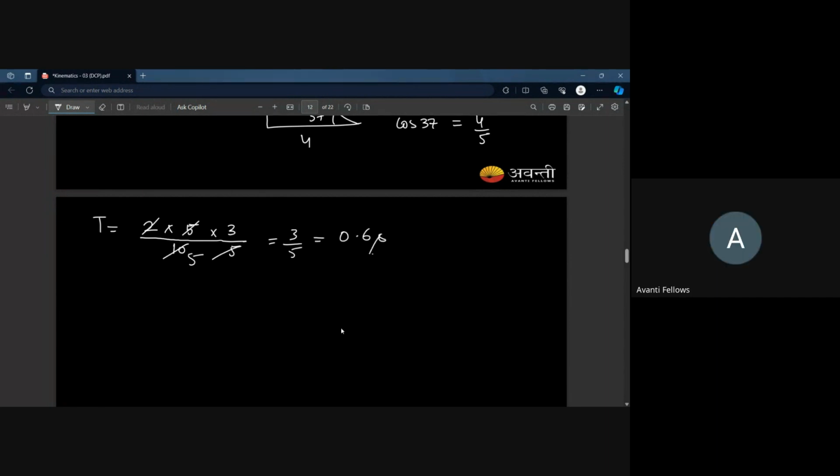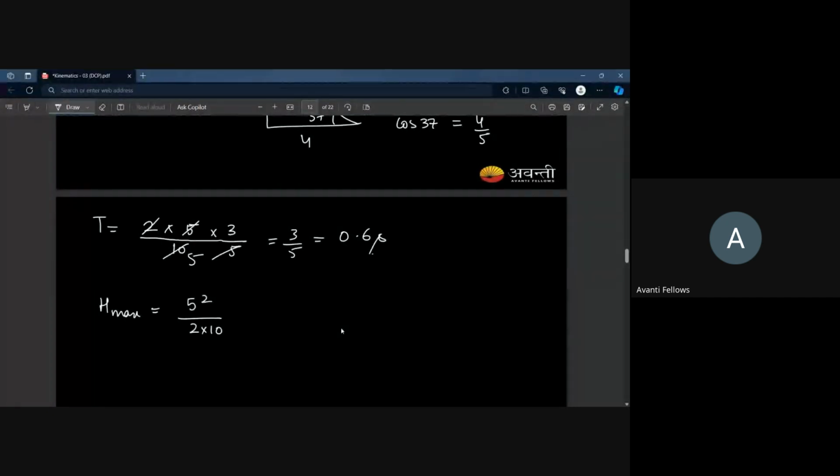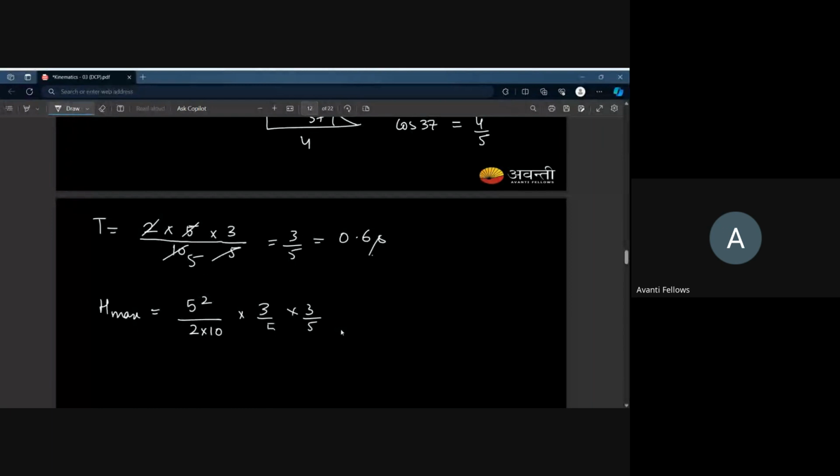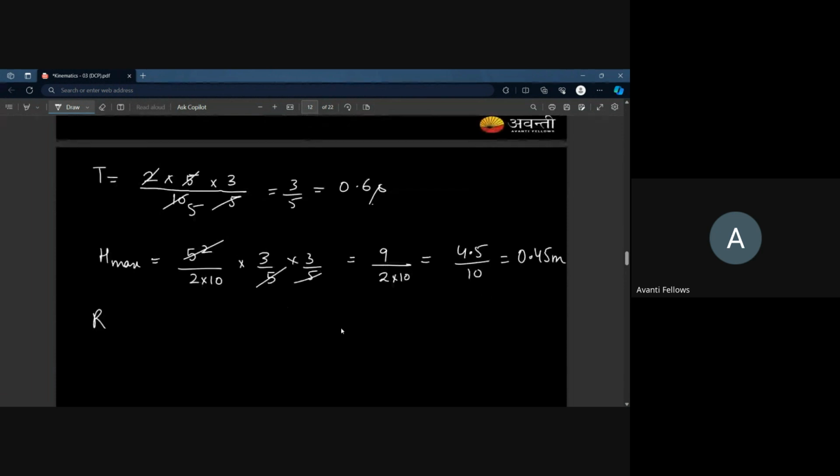Now let's come to the H max. H max is u square by 2g. So 5 square by 2 into 10 and multiplied by sine squared theta, which is 3 by 5 into 3 by 5, right? So 5 is going to eliminate this 5 square, and that's it. It's 9 divided by 2 into 10. So 9 by 2 is 4.5. This is 10. It would become 0.45. Yes. Now let's go with the range.